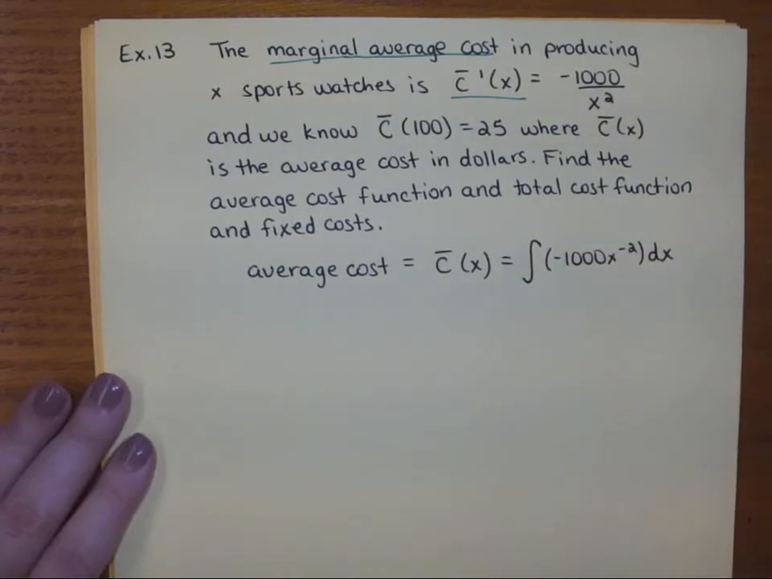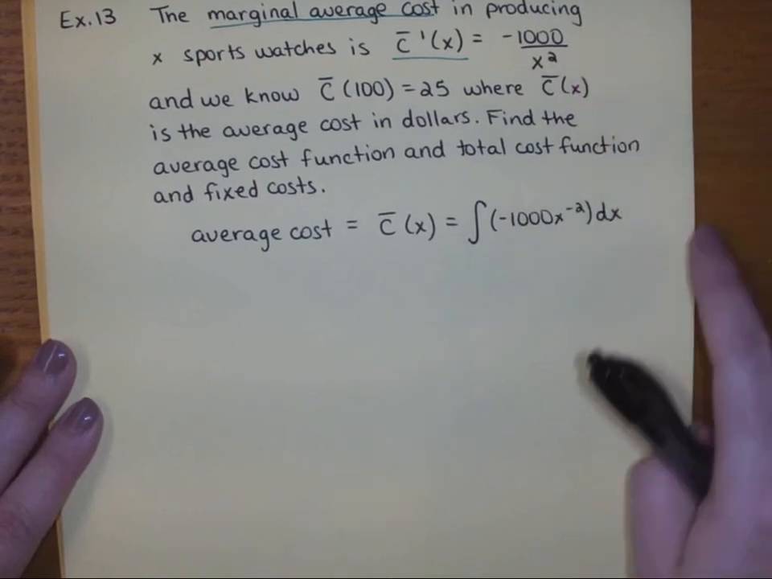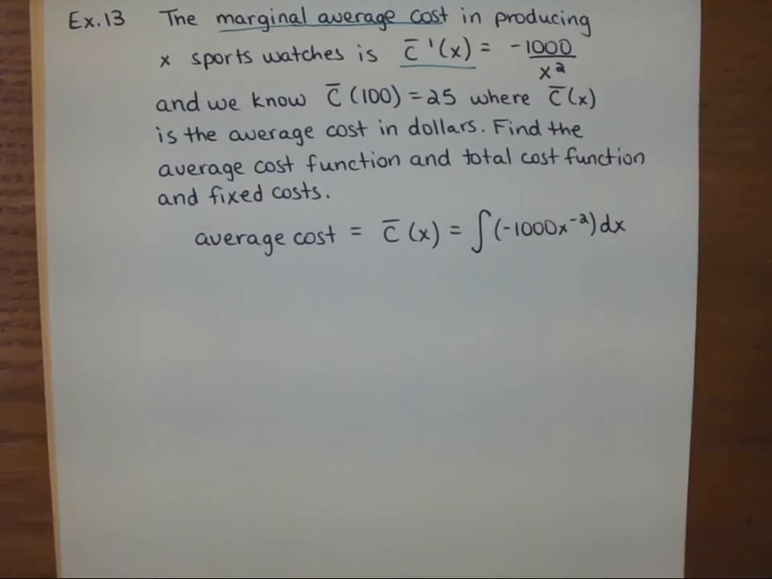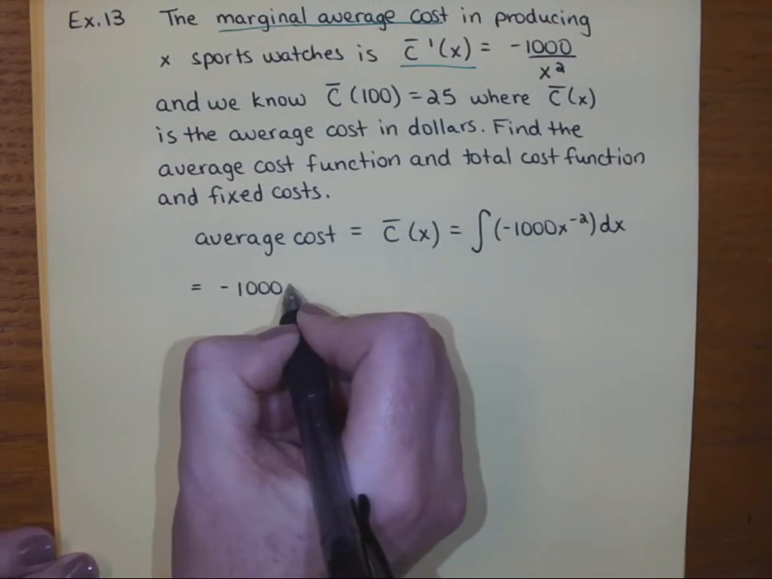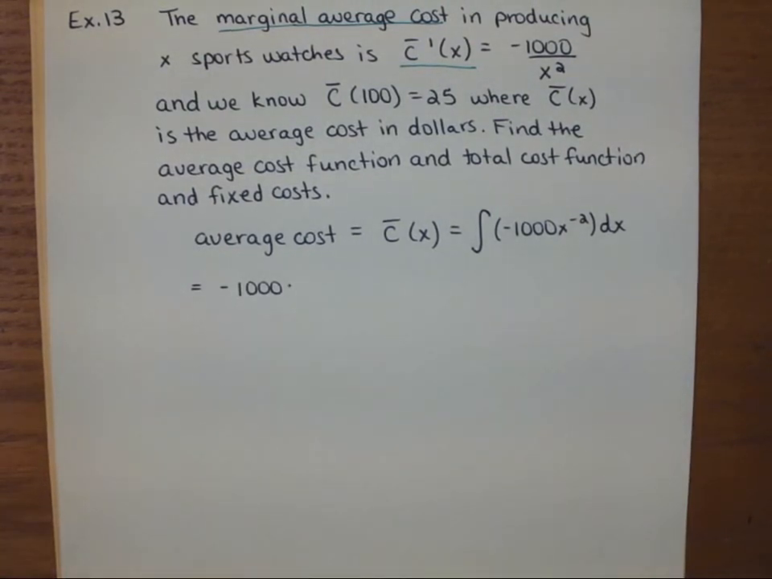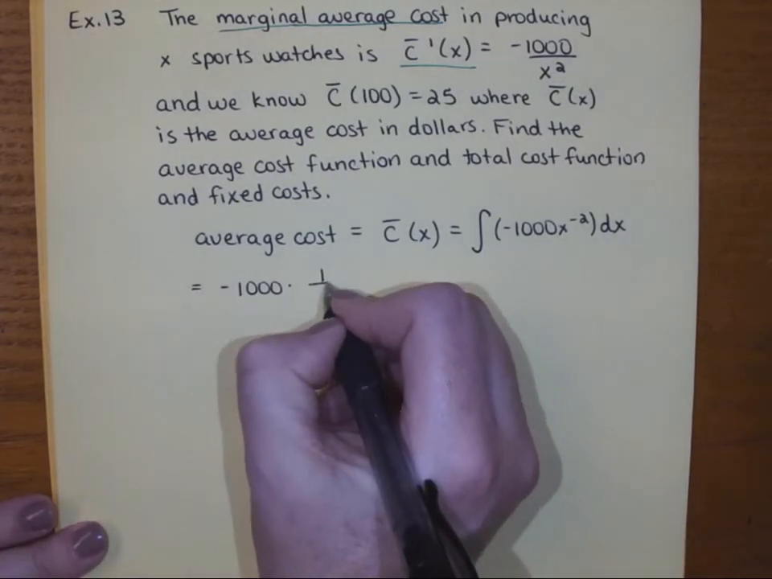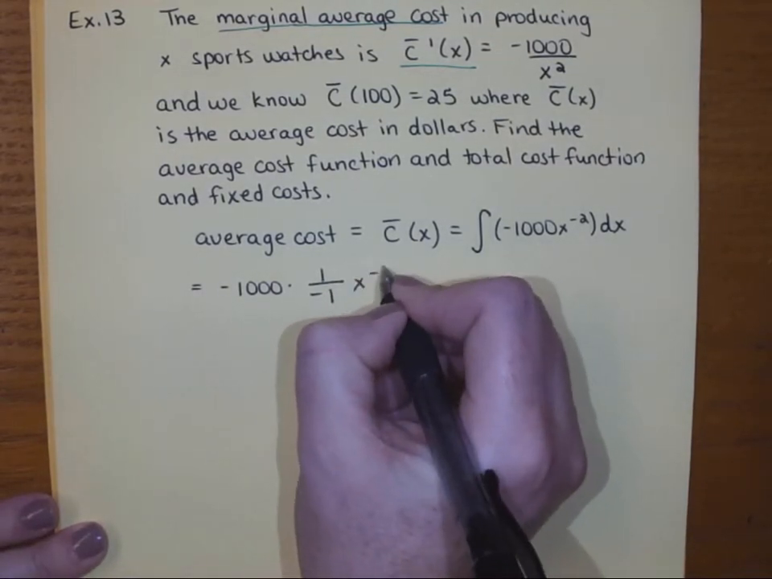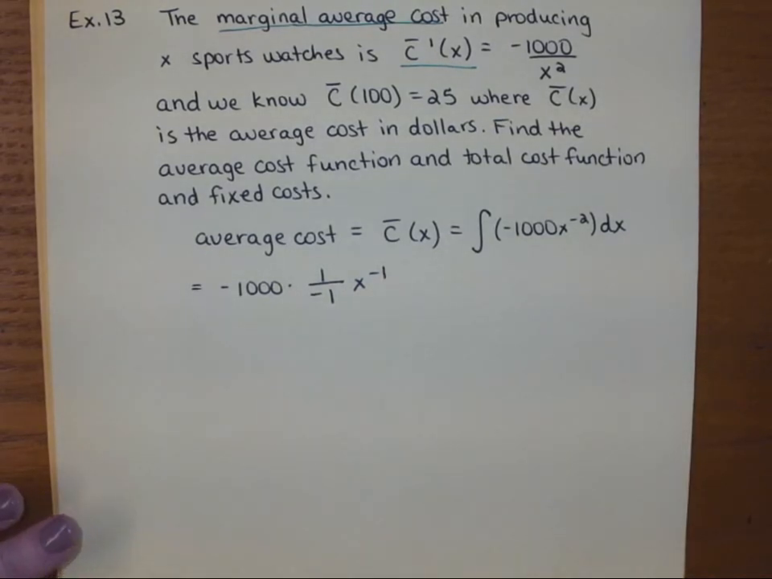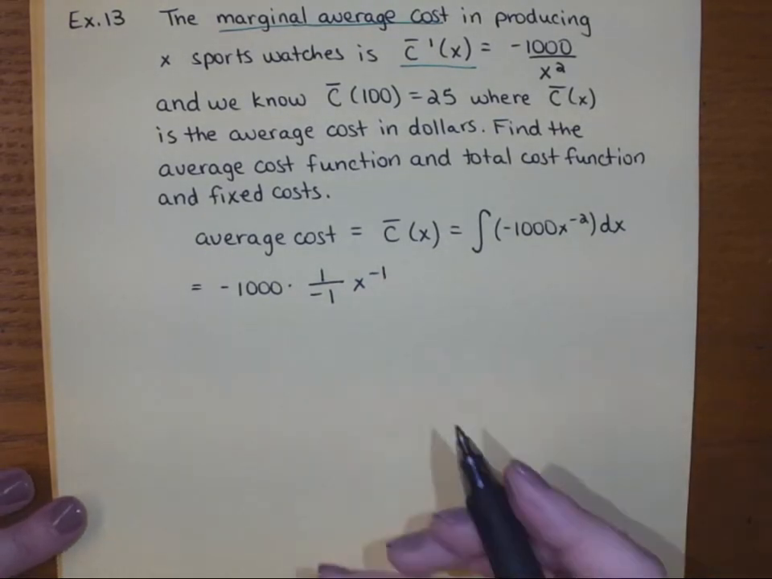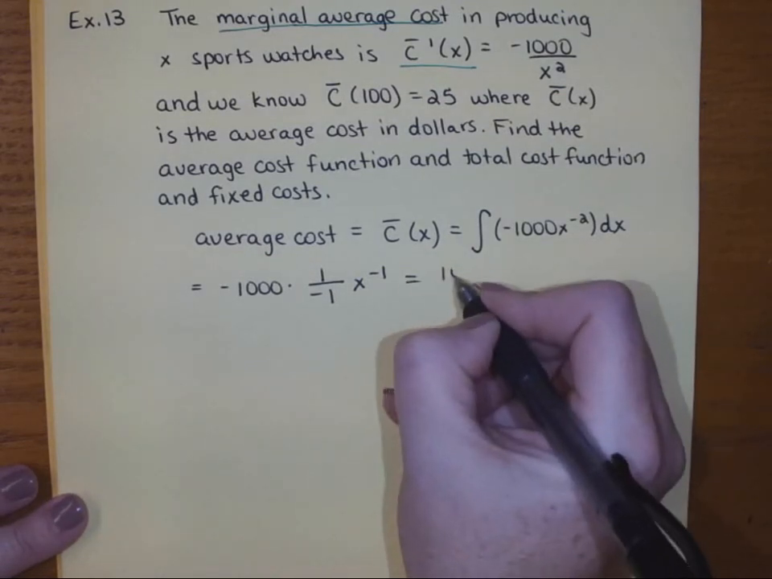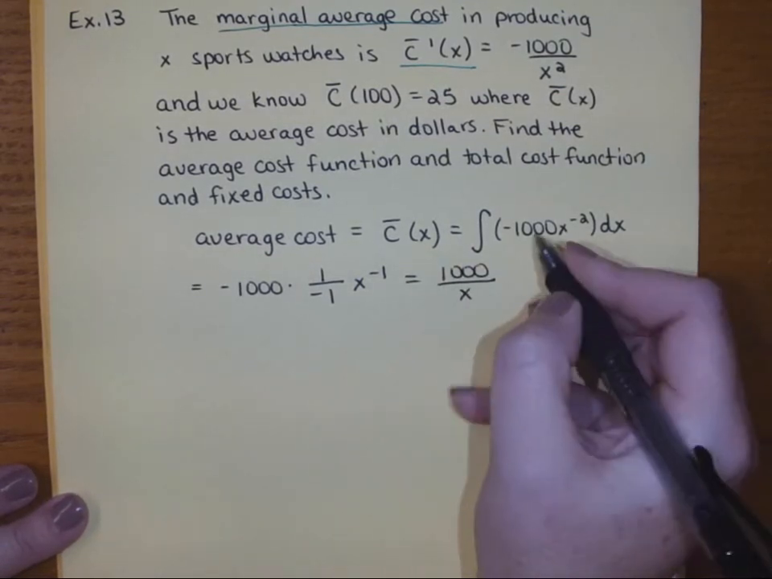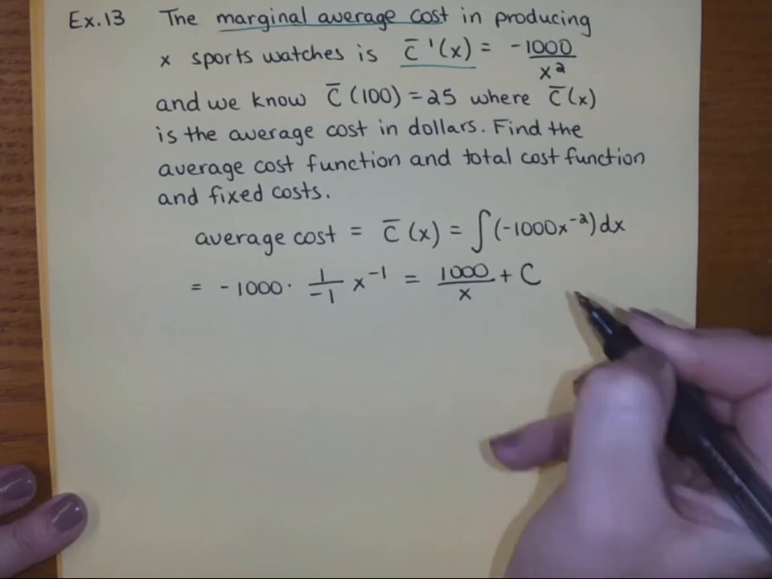Okay, notice how I changed it, right? I didn't write negative 1,000 over X squared. I wrote it as a power. So don't let this throw you off because there happens to be bigger numbers. Pull the constant down and do your process, right? I add 1 to the power, I multiply by 1 over the new power. So 1 over negative 1, and then x to the negative 1. So in the end, you'll get 1,000 over x plus a constant c.